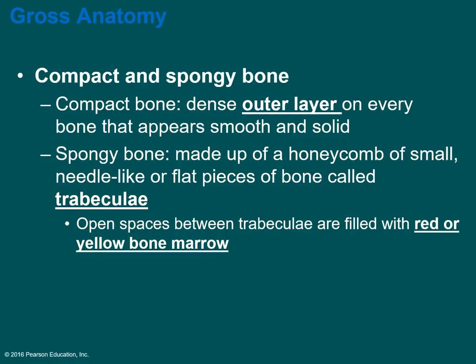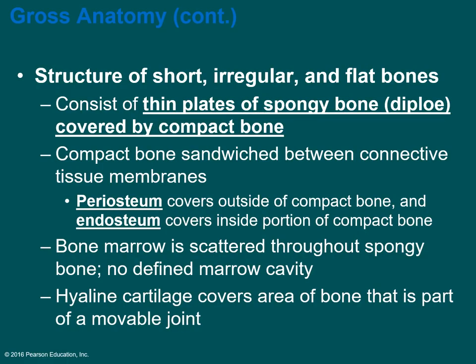It has all these little openings, these little small flat pieces of bone interconnected like scaffolding that are called the trabeculae. The open spaces between all these trabeculae, like the open spaces of the sponge, are usually filled either with red marrow or yellow marrow. Now, some of your short, irregular, and flat bones usually will have the compact bone on the outside and then a thin layer of spongy bone on the inside. It kind of looks like a sandwich, if you will.